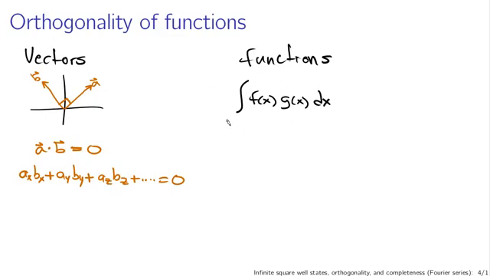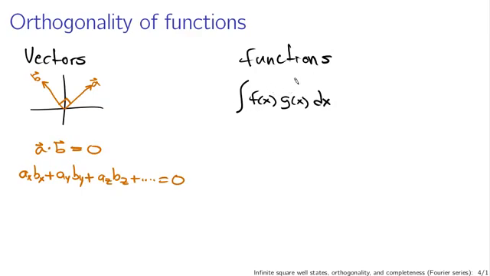So I'm scanning over all values of x instead of scanning over all dimensions, and I'm multiplying the function values at each individual point, at each individual x, together, and adding them all up, instead of multiplying the components of each vector together at each individual dimension and adding them all up. The overall concept is the same, and you can think about this as, in some sense, a dot product of two functions.